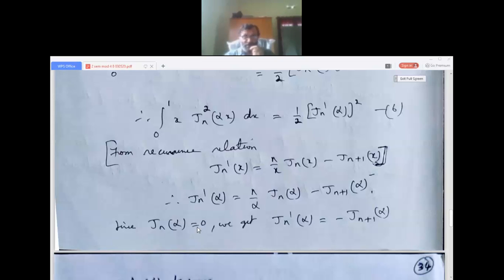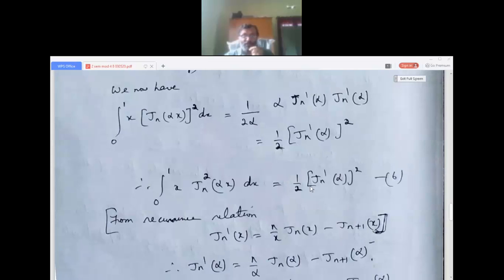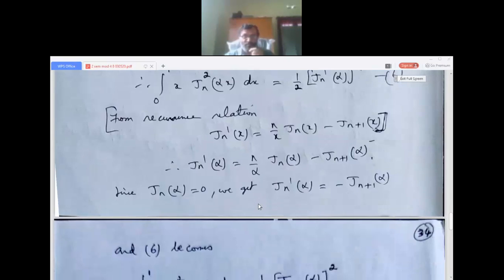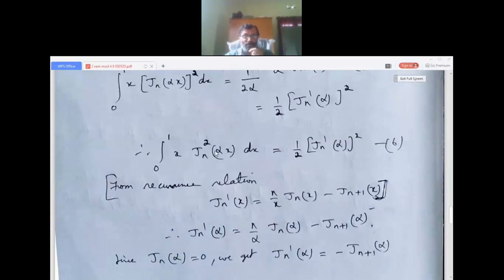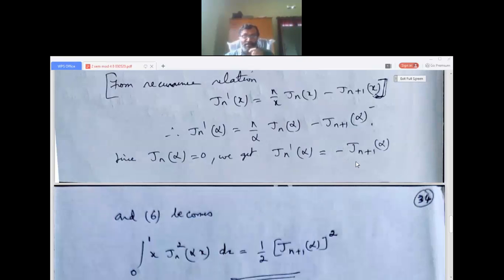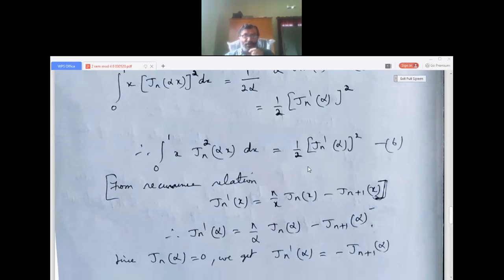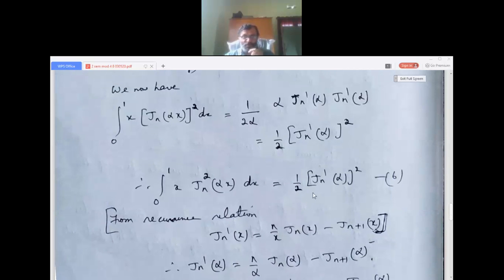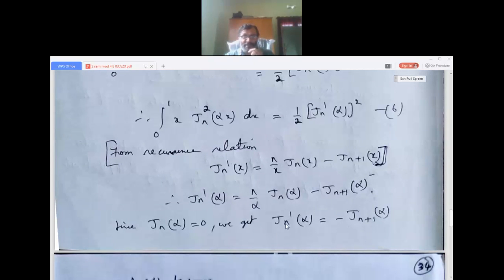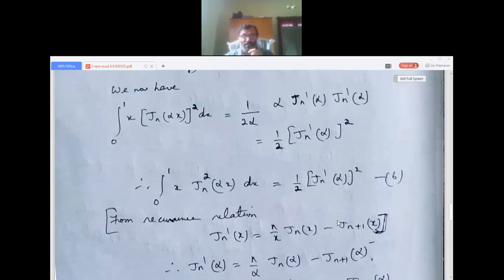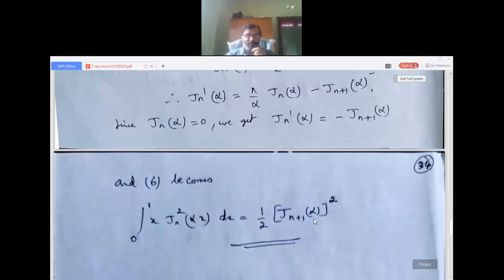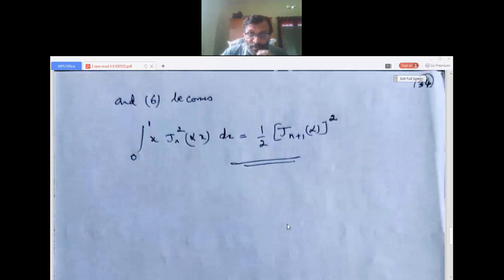But Jn(alpha) is 0 because alpha is a root of Jn(x). So this term will be 0, and Jn'(alpha) is minus Jn+1(alpha). So in place of Jn'(alpha) here, I will write minus Jn+1(alpha). So what happens? It will be half into minus squared, which is plus, so Jn'(alpha) squared becomes Jn+1(alpha) squared. So this is the result when alpha equals beta.